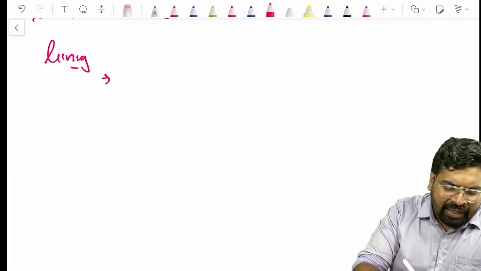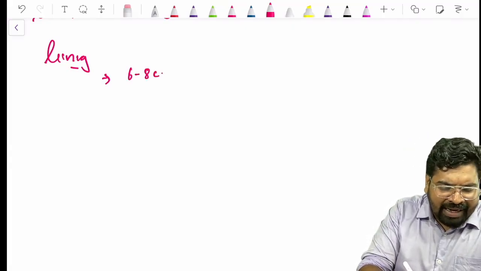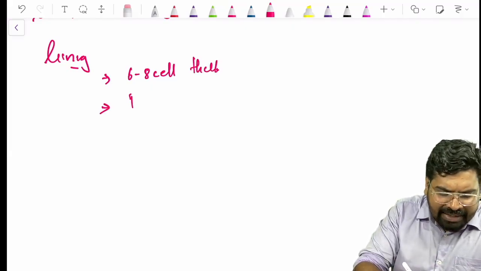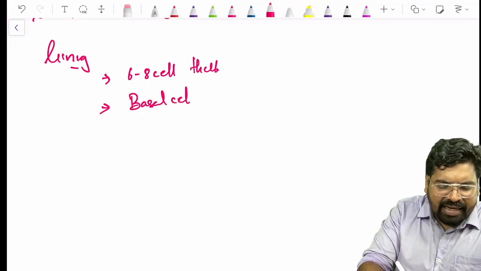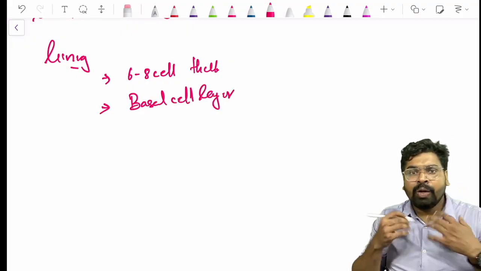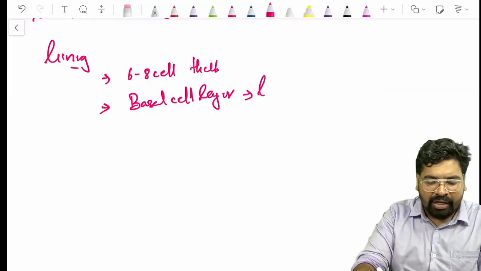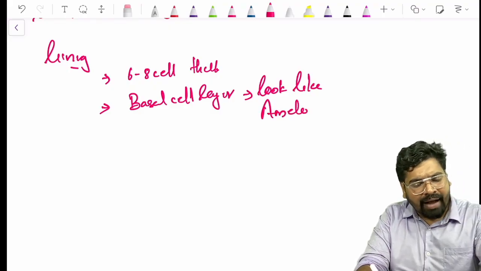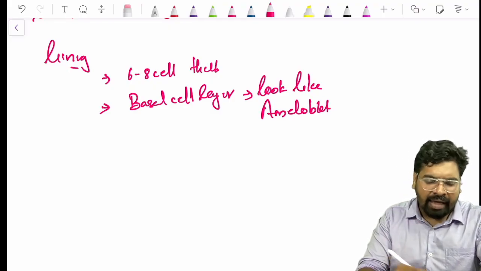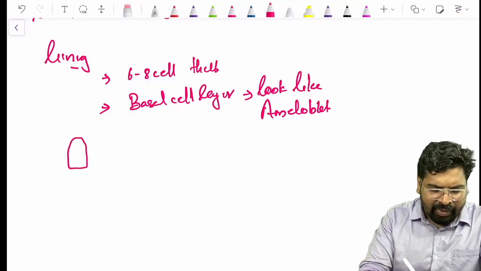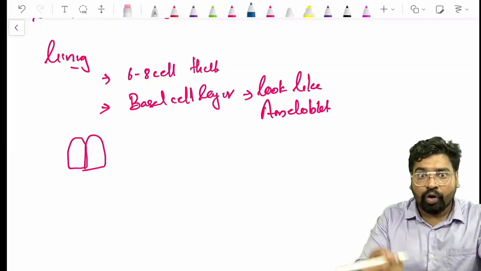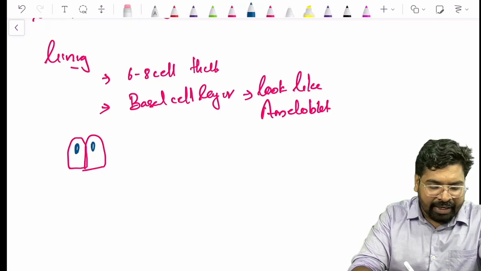The lining of COC is again 6 to 8 cell thick, and you can see the basal cell layer. Basal cell layers here will look like ameloblasts. How does an ameloblast look? It is a tall columnar cell with a hyperchromatic nucleus with a reverse polarity.